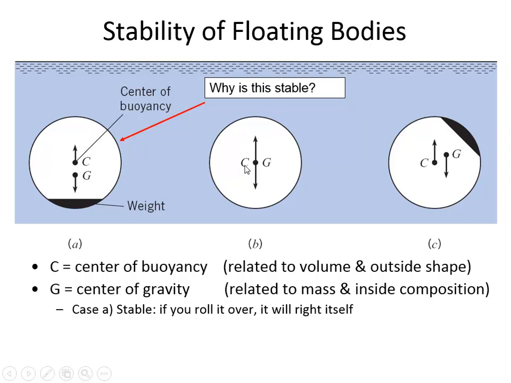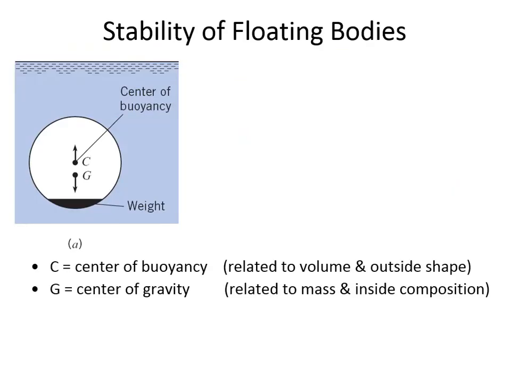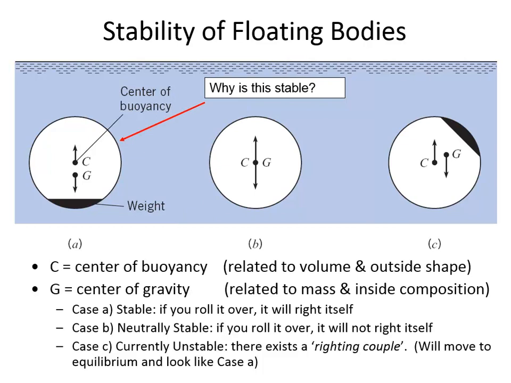In the case where the center of gravity and the center of buoyancy are in the same place, where it doesn't have the extra weight in figure B, then that's neutrally stable. It means that you can rotate it and it'll stay there, and it doesn't have any reason to move one way or another. So in the case of this cylinder, this is neutrally stable. There isn't some heavy weight inside of it that is causing it to prefer to be oriented one way versus another in the water. Whereas in the case of the submarine, they have ballast down at the bottom, a heavy weight that keeps it tending to be right side up. Even though C is currently unstable, it will eventually go back to equilibrium and look more like A.